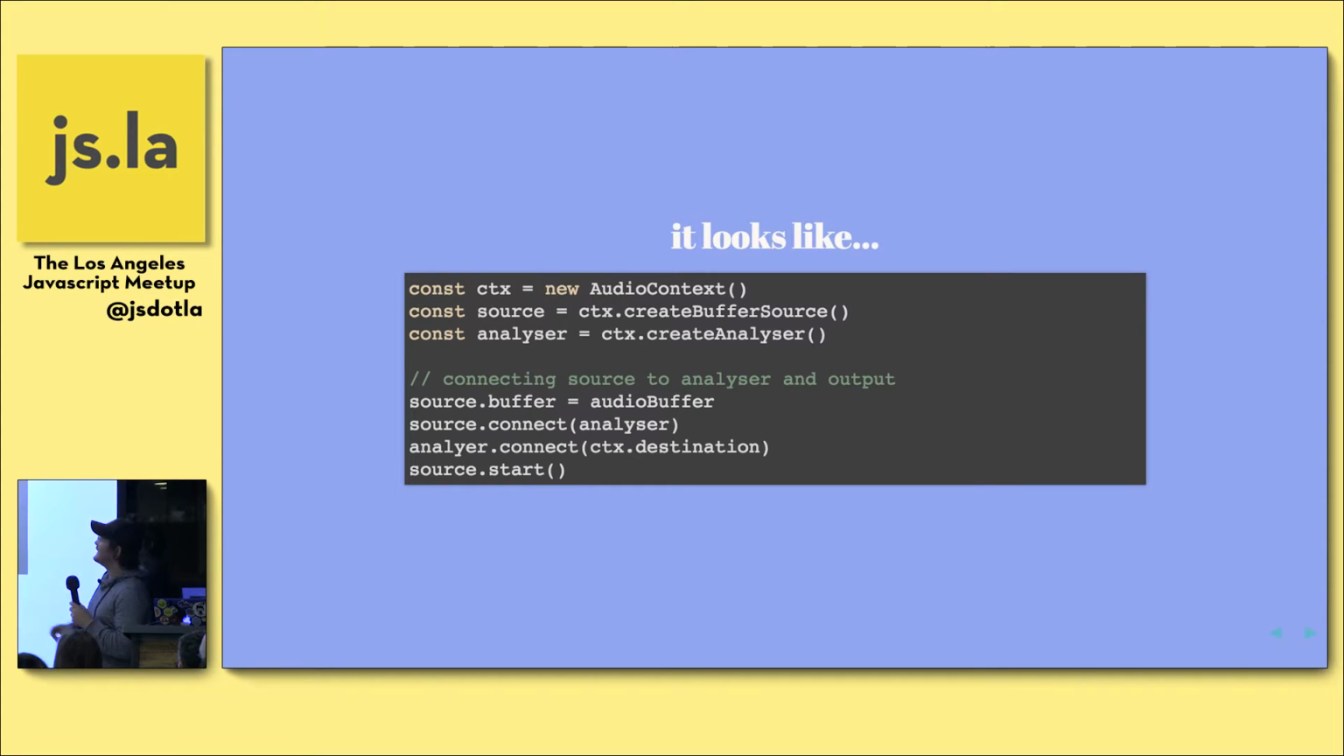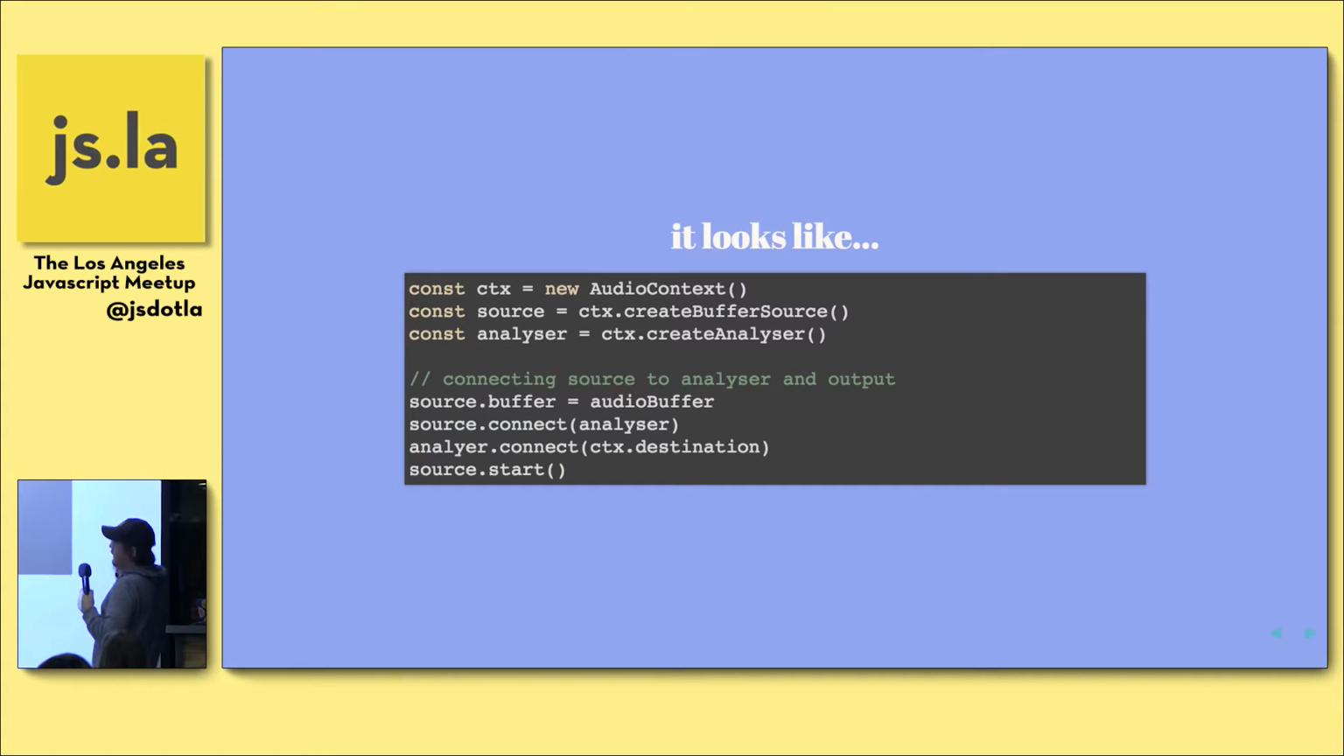More or less, I'm creating an audio context, that new audio context. I'm creating a buffer source. A buffer source is essentially something I can attach an audio buffer to, and that will allow me to play and stop the audio buffer. And then I'm also creating an analyzer. The analyzer does exactly what it sounds like. It's analyzing the data that is going through it.